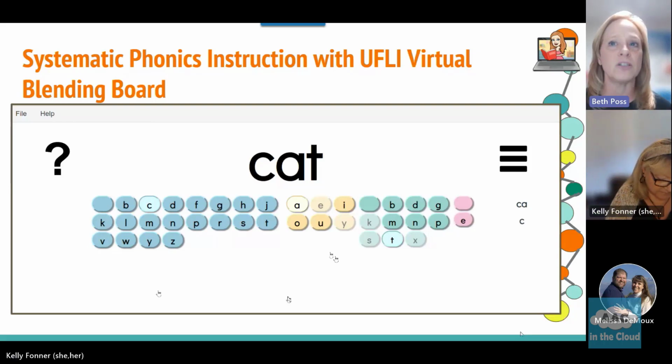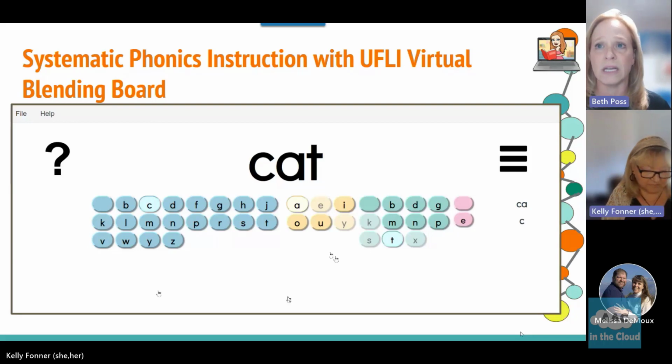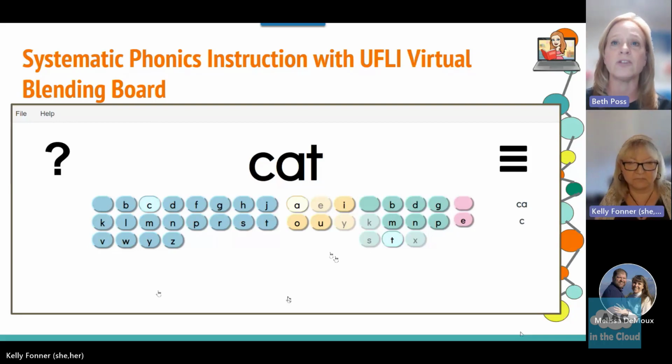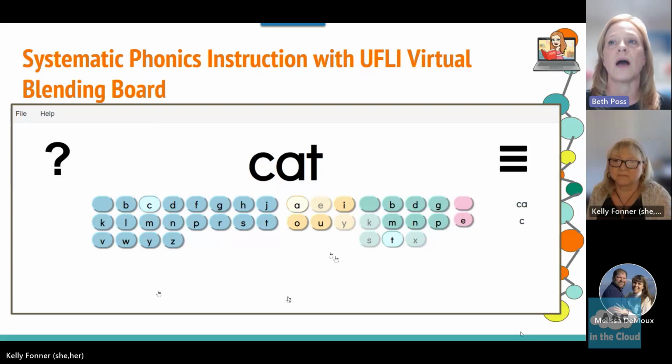And again, I could make this much more complex. We could have digraphs. We can get into much longer words, but it's a way of putting it together. And as you create, you're going to see those letters come up along the side also, so the words that are formed. So again, that can be part of that systematic approach.